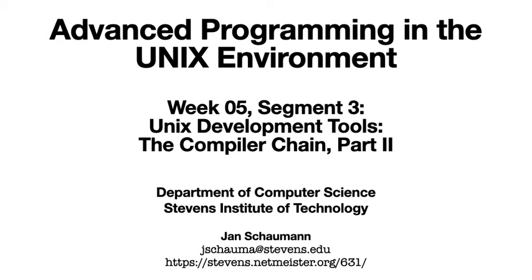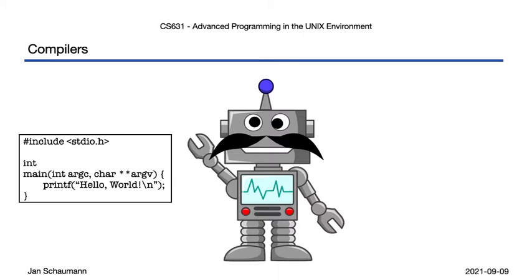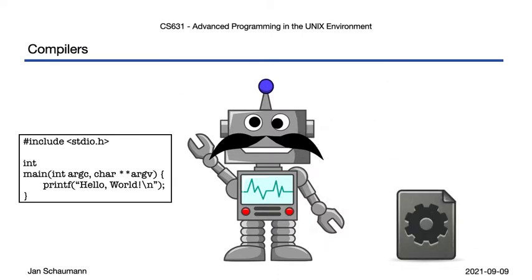This is week 5, segment 3, and after we covered the general functionality of a compiler in our last video, we'll now take a look at each of the different stages in practice. Remember, a compiler is a tool, or rather, as we'll see in this video, a set of tools that turn programming language source code into an executable for a given machine architecture.